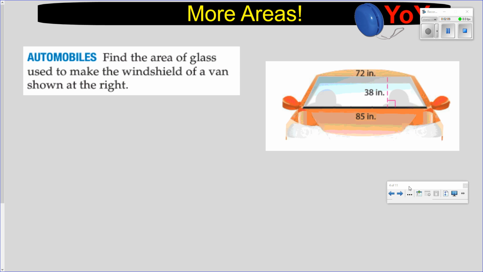So, on your own, I want you to find the area of the glass used to make the windshield of this van. It's a trapezoid. We have two different parallel bases, the top and bottom, and a perpendicular height. So just give it a shot. Plug and chug. Go. Pause the video if you need to.